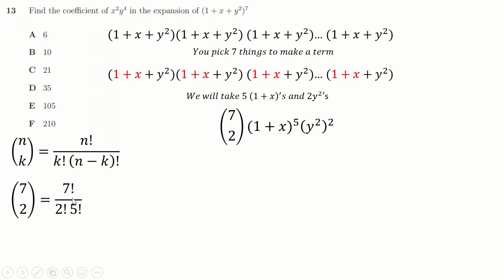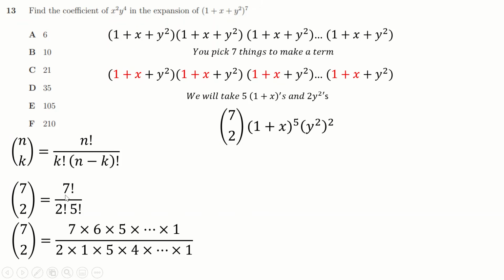Now, of course, this I can do in my head quite quickly, because this is just 7 times 6 times 5 and so on. This is 2 times 1, and this is 5 times 4 times and so on. And then what we can do is we can say all of that bit cancels with all this bit, and all I'm left with is 7 times 6 divided by 2 times 1. 42 divided by 2 is 21. So this is 21.